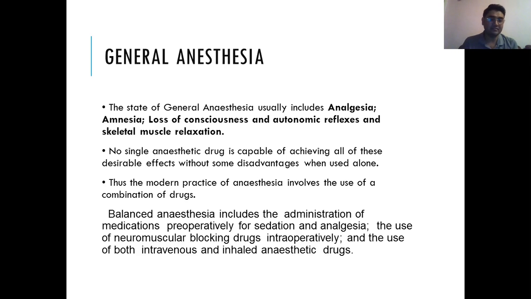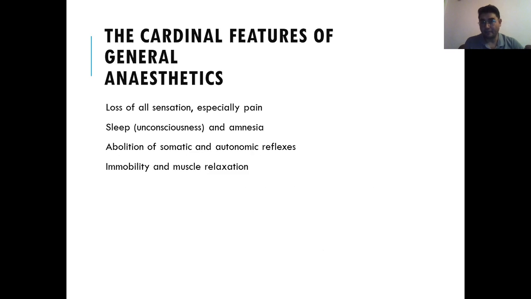One other term is balanced anesthesia, which includes the administration of medication preoperatively for sedation and analgesia, and the use of neuromuscular blocking drugs. Balanced anesthesia is anesthesia in which, at the same time, we use what? We use an inhaled anesthetic and an intravenous anesthetic. When we use both of them at the same time in the same patient, it is called balanced anesthesia.